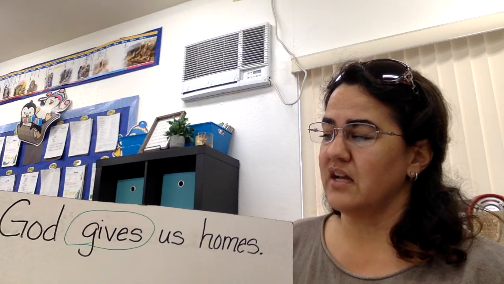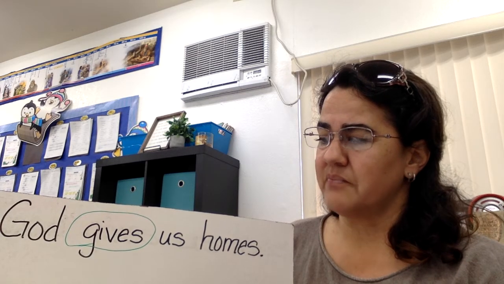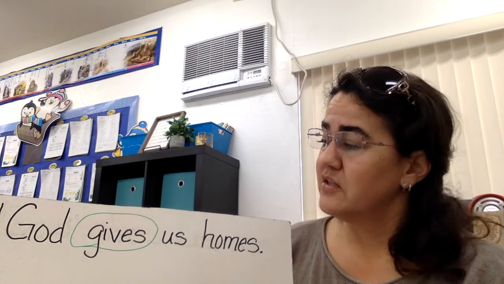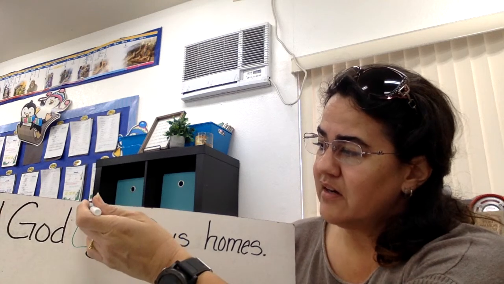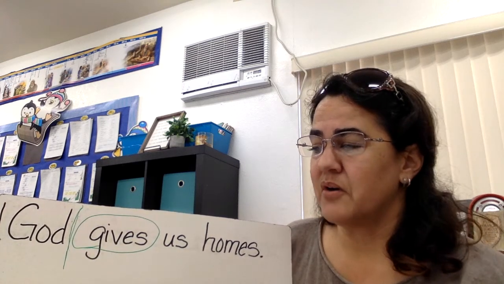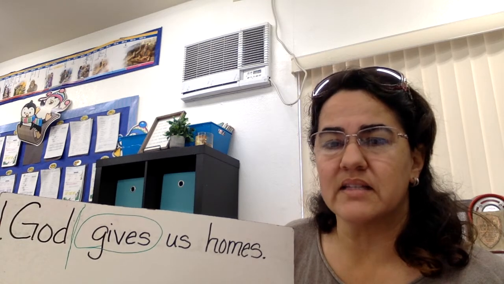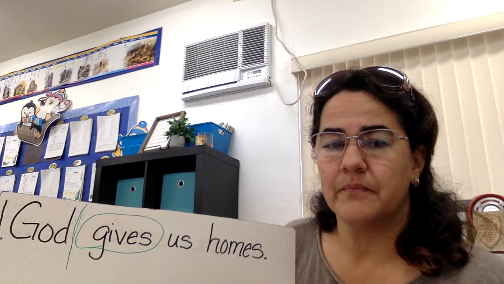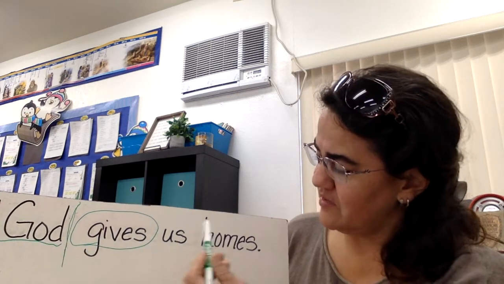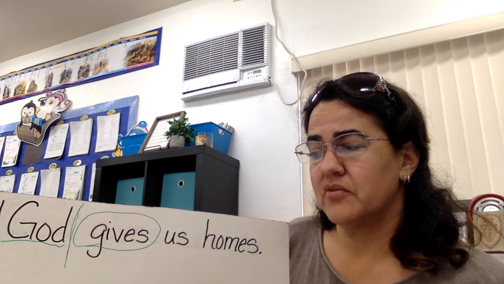Now we have to draw a line between the subject part and the predicate part. What is the subject part of this sentence? Well, the subject part comes before the verb. So we're going to draw a line between God and gives. And then the last part of our direction says to underline the subject. Who or what is this sentence about? God. Good job, boys and girls. So we have God gives us homes. That's number 1.